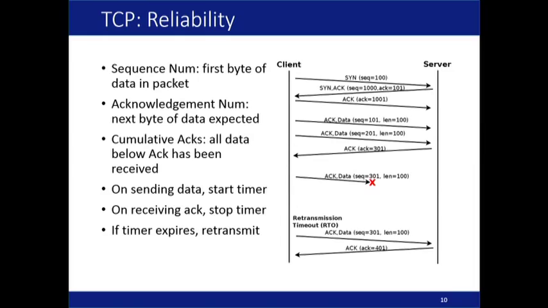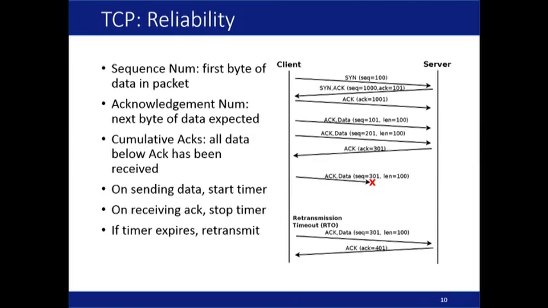And most packets contain an acknowledgement number indicating the next byte of data that is expected. So all data prior to that point has been received correctly and is acknowledged. Whenever a packet is sent, TCP starts a timer, and if that data is successfully acknowledged, the timer can be stopped. If the timer ever expires, it means we didn't get an acknowledgement in time, and we can retransmit the data. There's an example here on the right that may help to illustrate this.